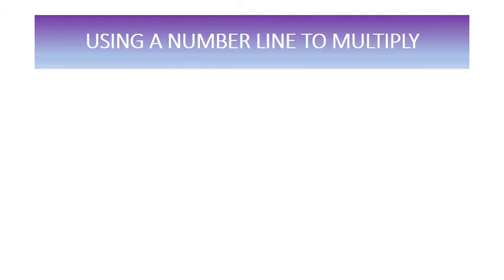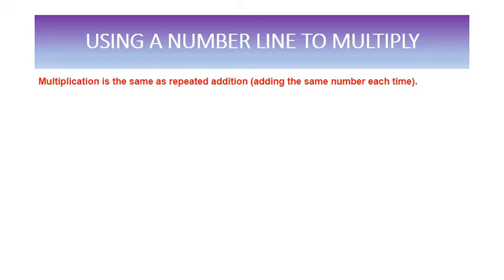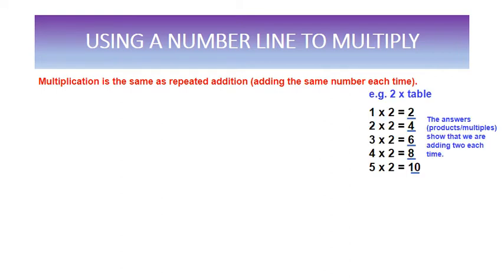So we're going to start by looking at how to use a number line to multiply, and this is where the concept of multiplication being the same as repeated addition comes in, in other words, adding on the same number each time. If we look at an example times table, here the 2 times table, and look at the answers, we also call those products or multiples, we can see that actually we're also adding on 2 each time. So 2 plus 2 is 4, plus 2 is 6, and so on.